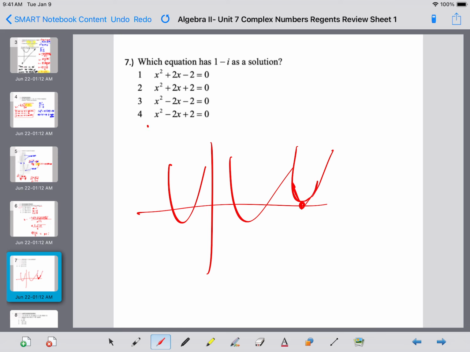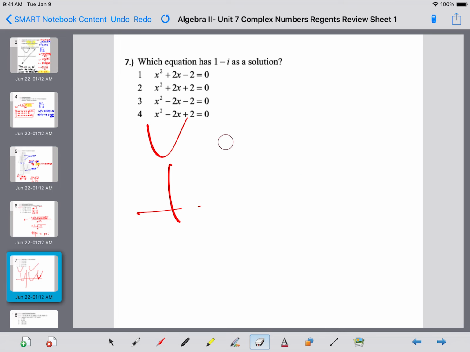And the ones we want to look at are the ones that don't touch the x-axis. Okay, so let me do that. I'm going to go to y equals, delete all the ones that I put in before, and I'm putting these ones in now: x squared plus 2x minus 2, x squared plus 2x plus 2, x squared minus 2x minus 2, x squared minus 2x plus 2.